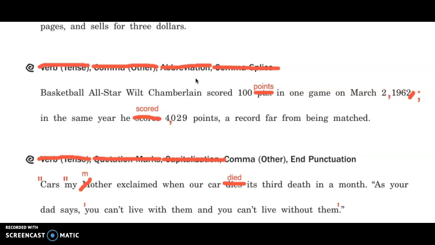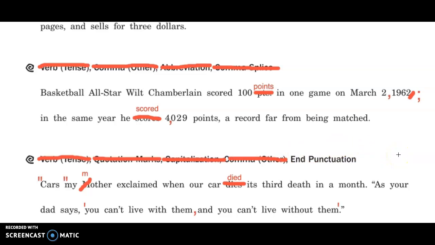Next, I have one comma to add. Now this comma is going to be added right before my fanboy and. Keep in mind that when you see those fanboys, you have to check to see if you have a complete sentence before the fanboy and a complete sentence after the fanboy. Because I do have a complete sentence before and after and, I do need a comma between them and the word and. That fixes my comma error.